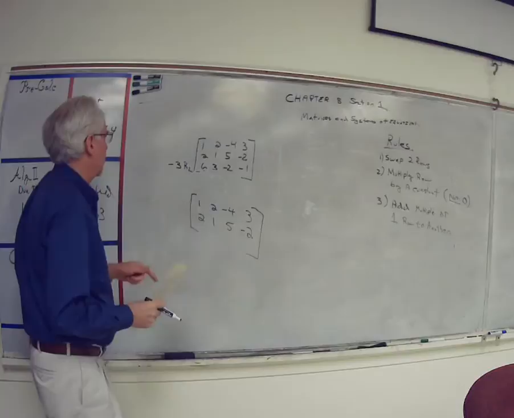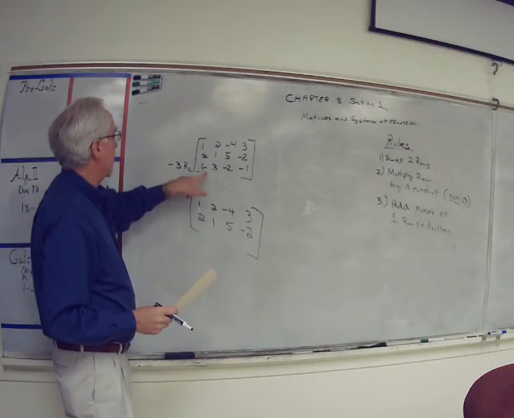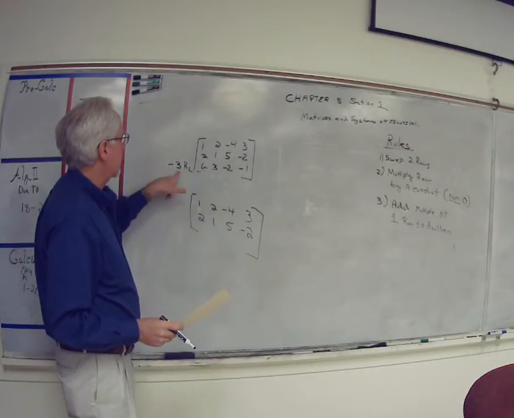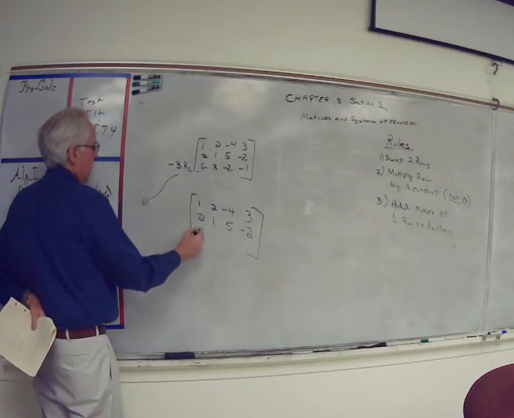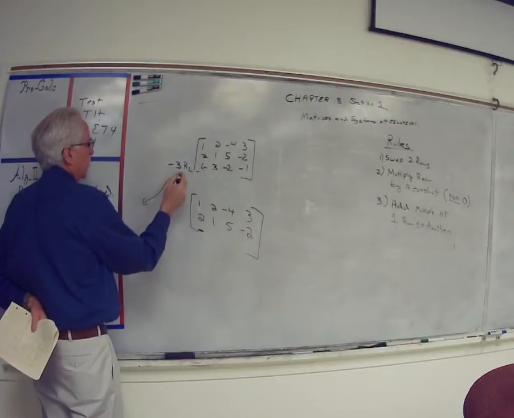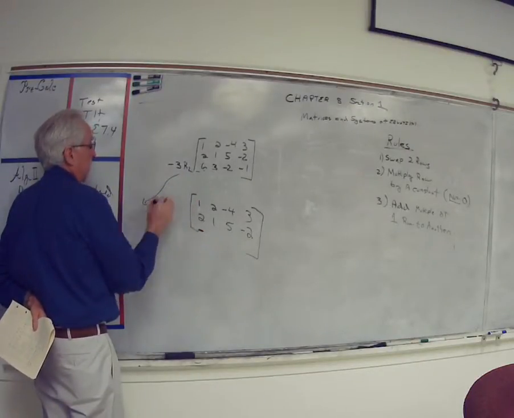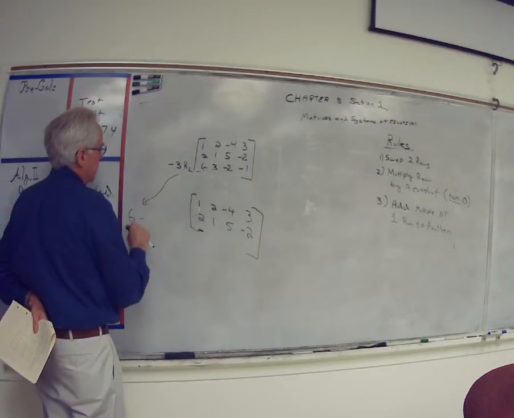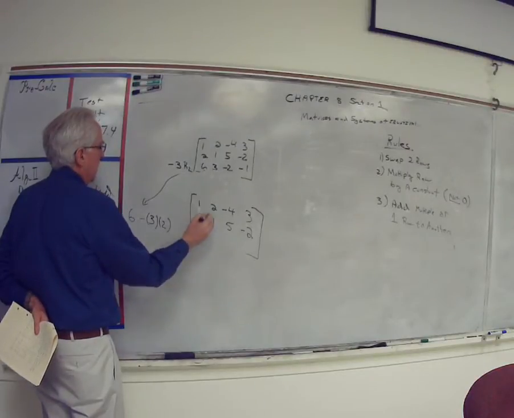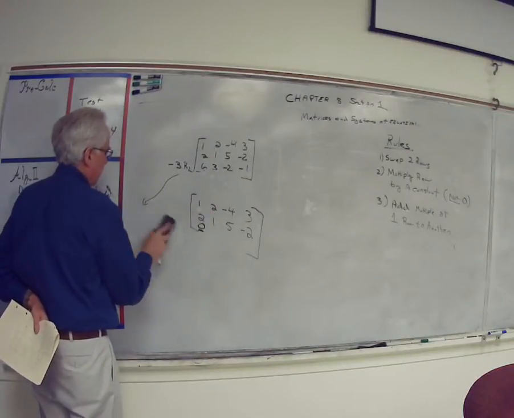Now, how would I do this? If I'm going to subtract 3 times row 2, tell me how I would do the first one. What would this position be? I'm going to subtract 3 times row 2. I would start with 6, minus, negative 3... I'm saying subtract. So 6 minus 3 times 2. That's what? 0. Okay. Catherine, you do the next one for me.